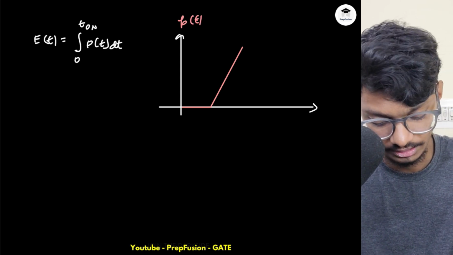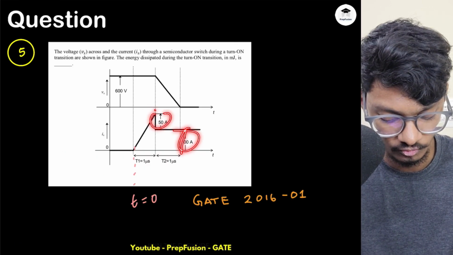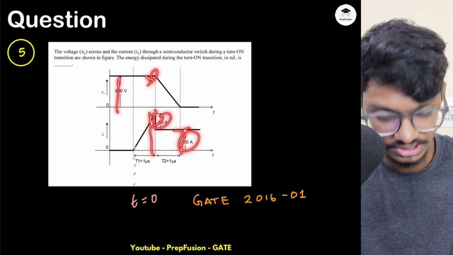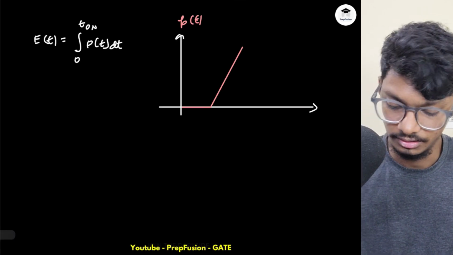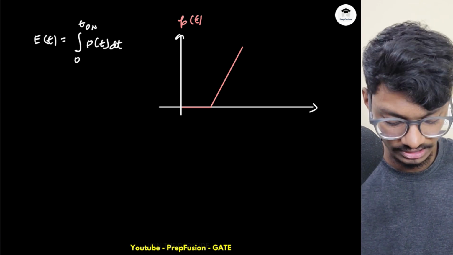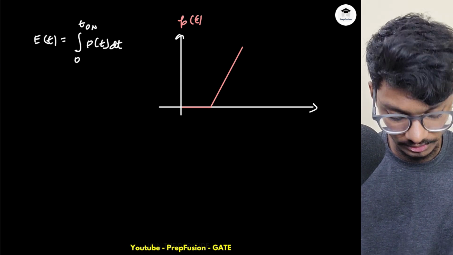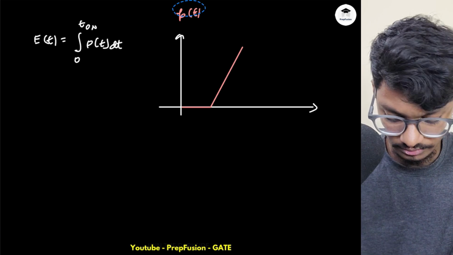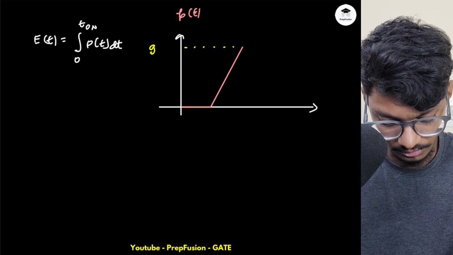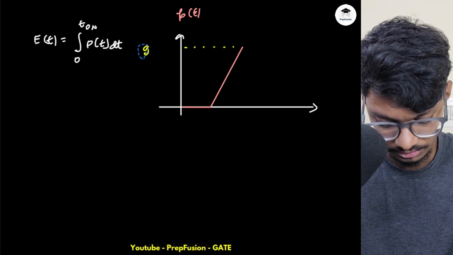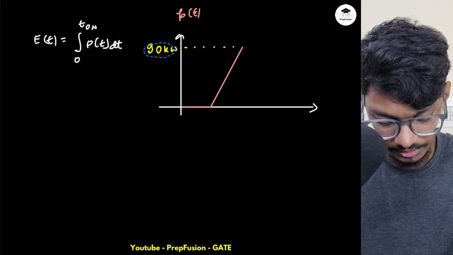Next, what is the value up here at the peak? This value is 100, this is 50, so overall this is 150 in height, and this is 600. So 150 times 600 is 90 kilowatts. So this will be 90 kilowatts.